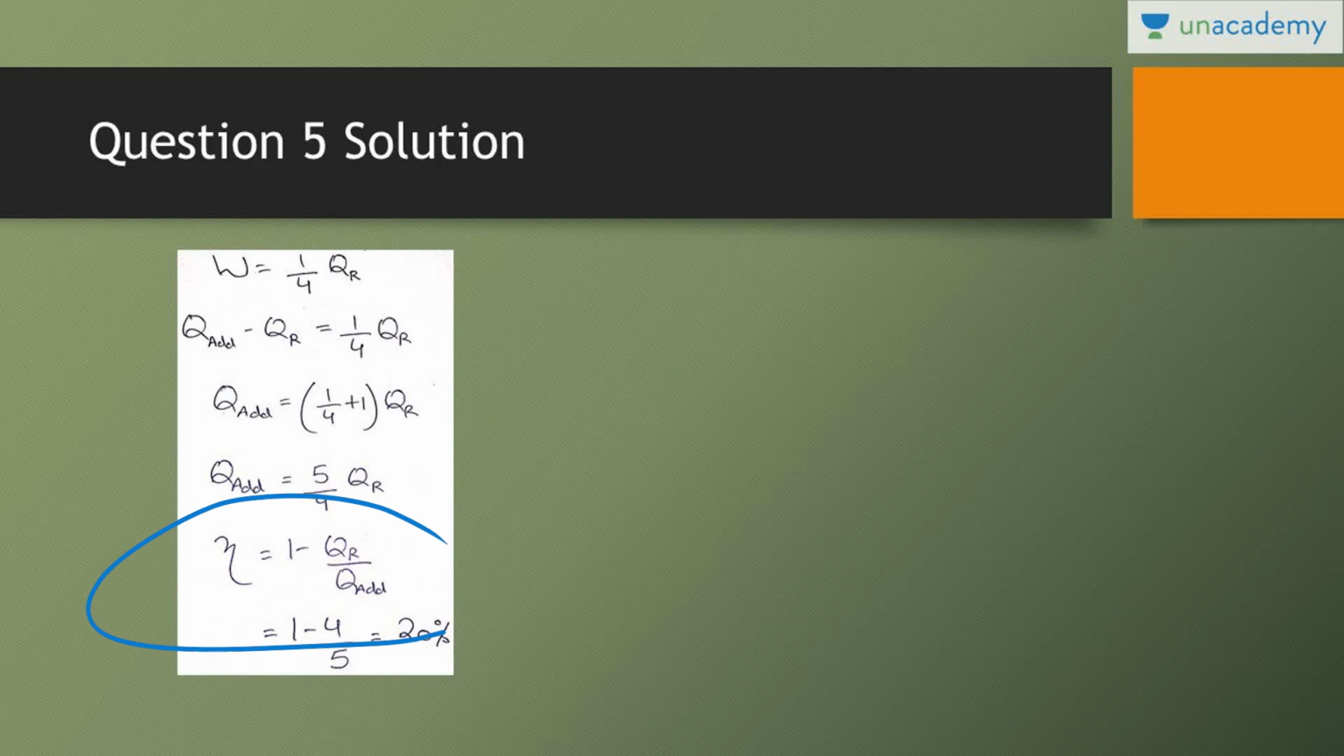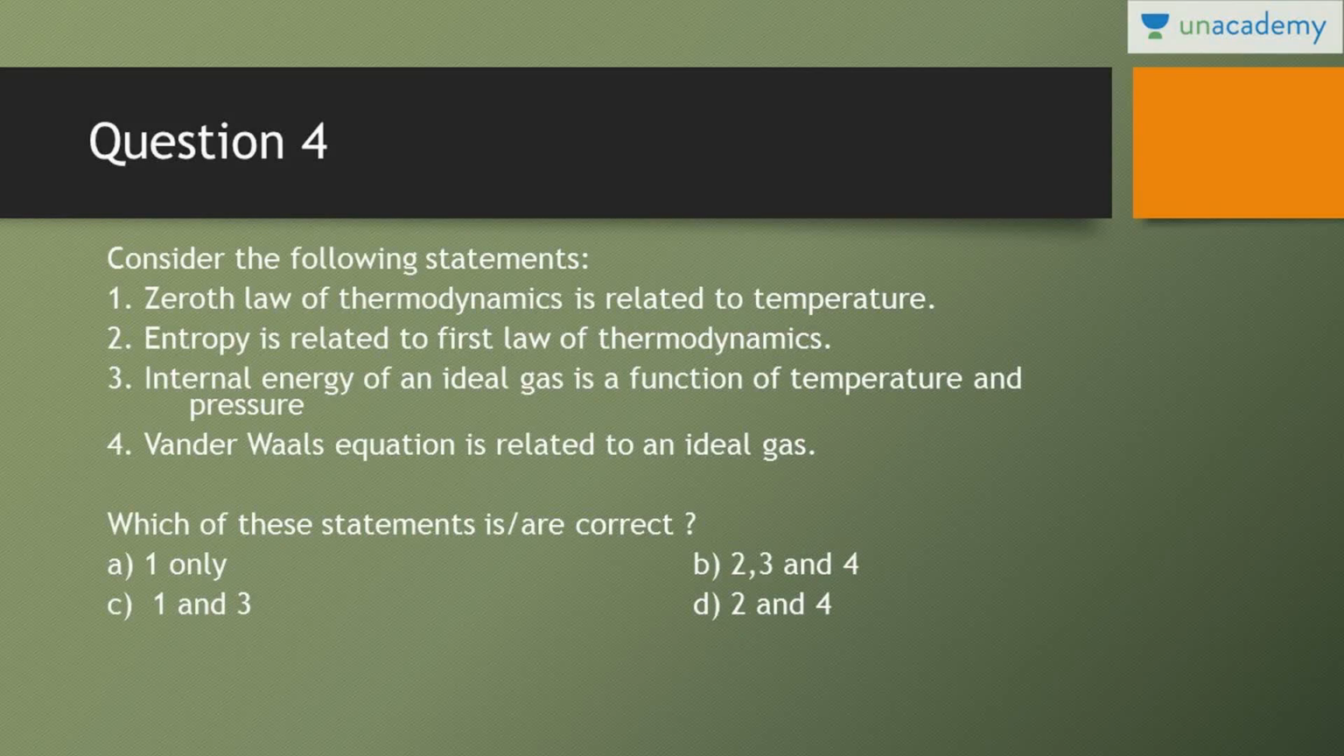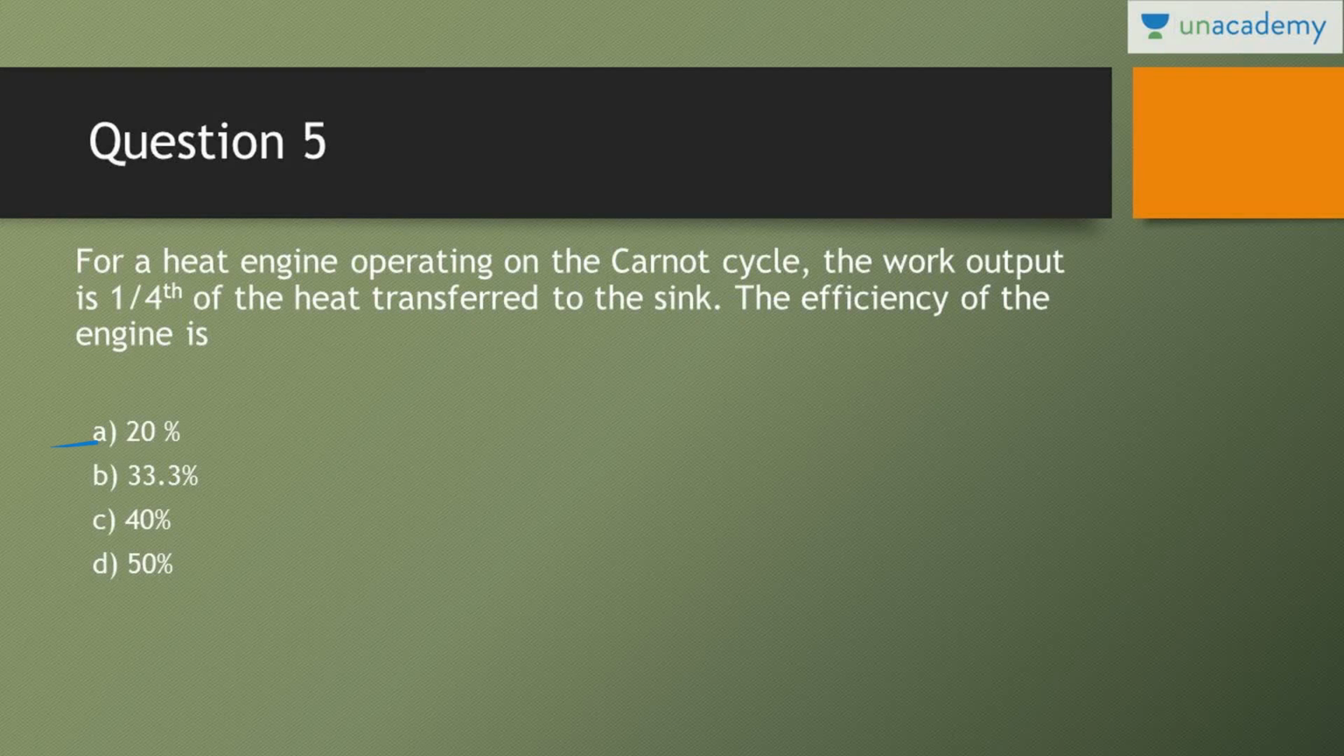So efficiency is 1 minus heat rejection upon heat supplied. 1 minus heat rejection upon heat supplied is equal to 1 minus 4 by 5, which is equal to what? 20%. Right. So the answer for this is 20%.